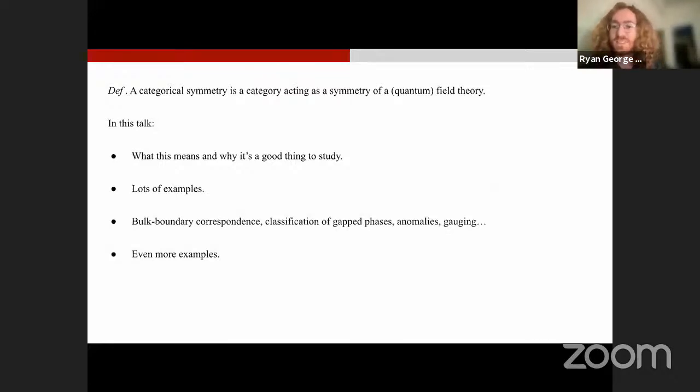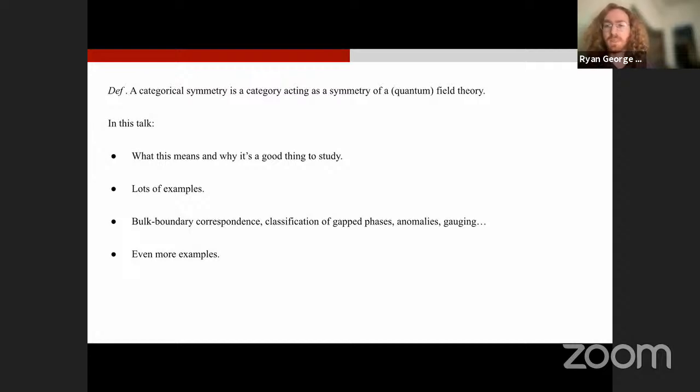There are some mathematical complexities in the topic, and you're welcome to ask me about those to clarify anything, and also some physical applications. So if you're a mathematician, you want me to clarify those, feel free as well. For the purpose of this talk, people have used this word categorical symmetry to mean different things, but here I'll just say it means that we have a quantum field theory and it has a symmetry described by a category, or we say that there's a category acting as a symmetry. And I'll tell you what that means, why we feel like it's a good thing to study.